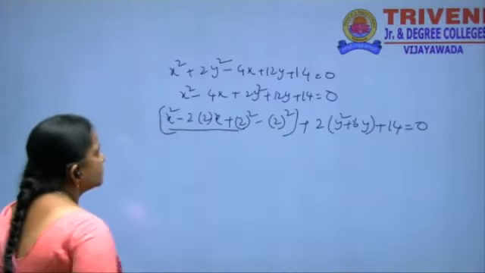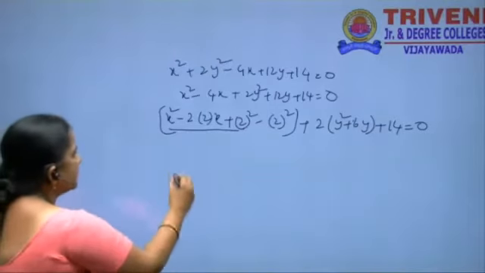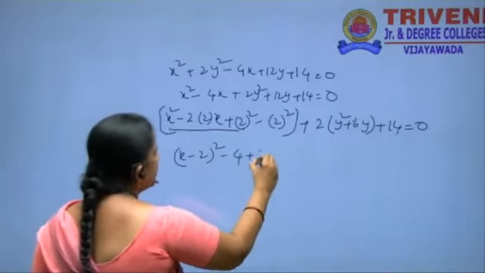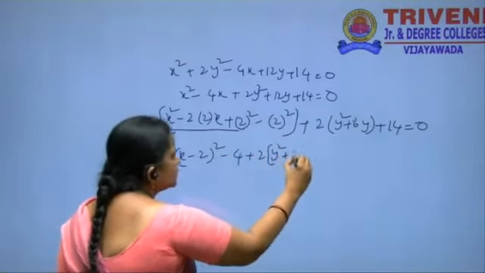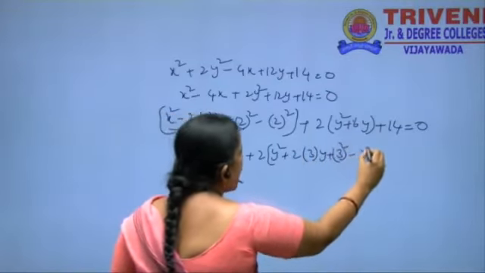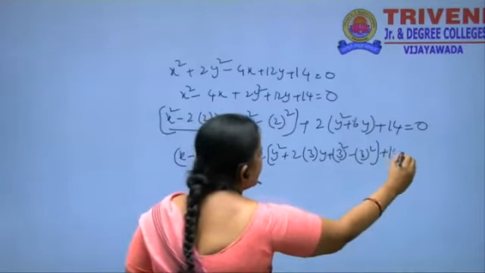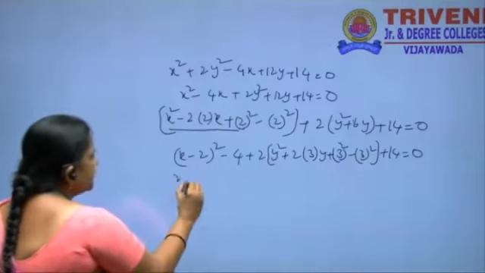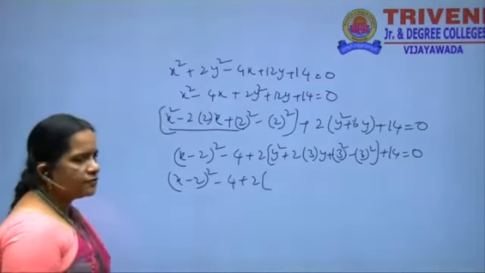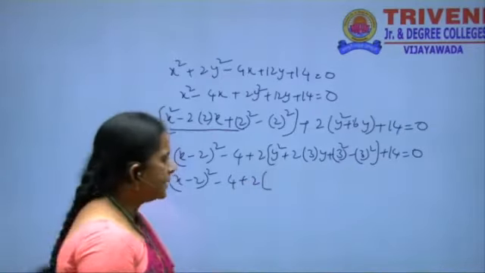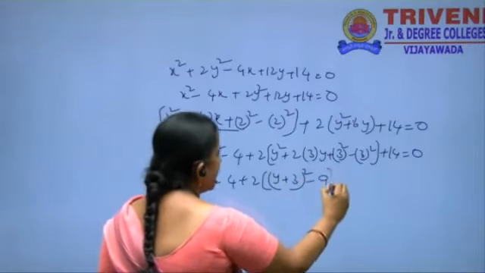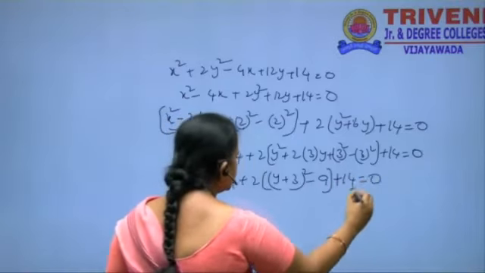This is in the form of a square minus 2ab plus b square, that is x minus 2 whole square minus 4 plus 2 into y square plus 2 into 3 into y. The b square term is not there here. We have to add and subtract b square, that is 3 square. x minus 2 whole square minus 4 plus 2 into, here also a square plus 2ab plus b square, that is y plus 3 whole square, minus 3 square which is 9, plus 14 is equal to 0.